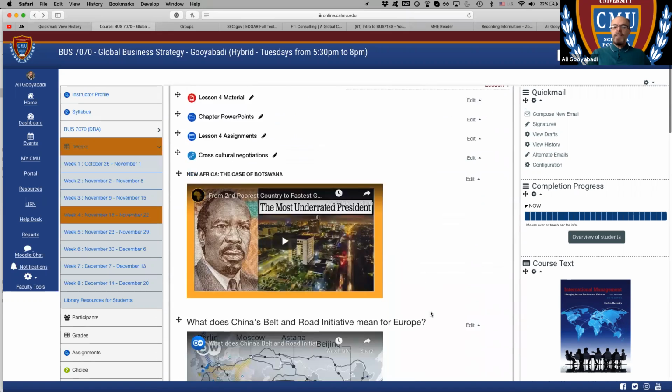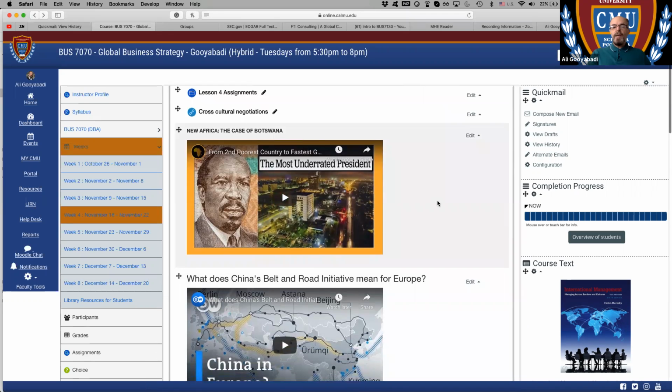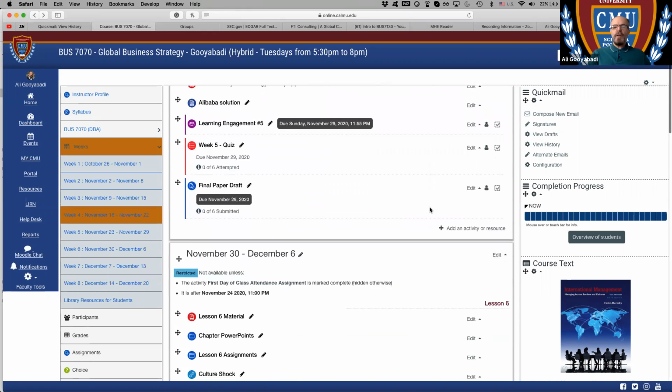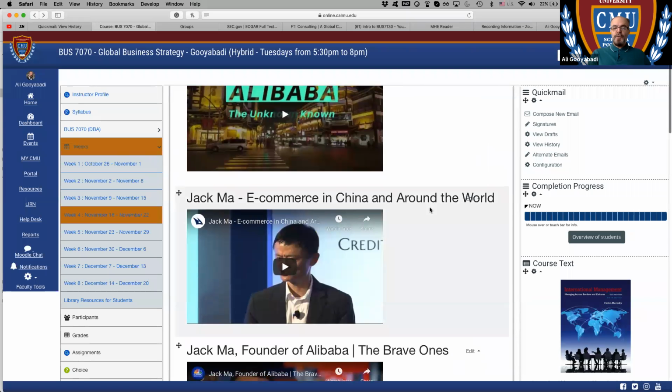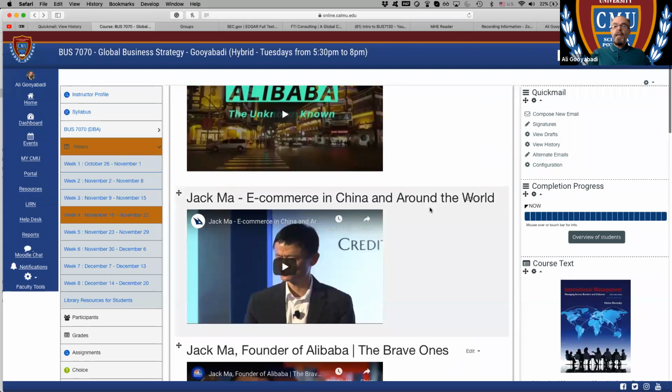Now, as you can see, even last time when people looked at what has happened in a country like Botswana, no one knew how much of an effect this would have had. So you can see a lot of resources are available for you. Make sure you watch them, make sure you participate actively.